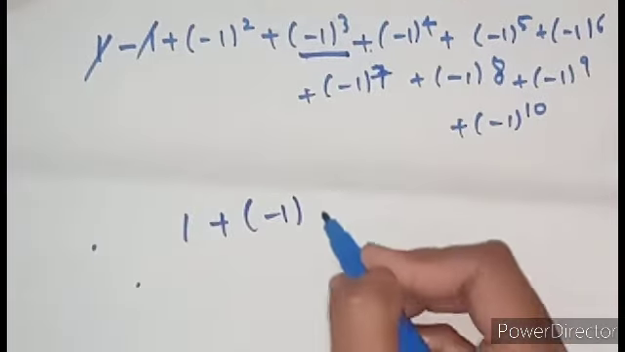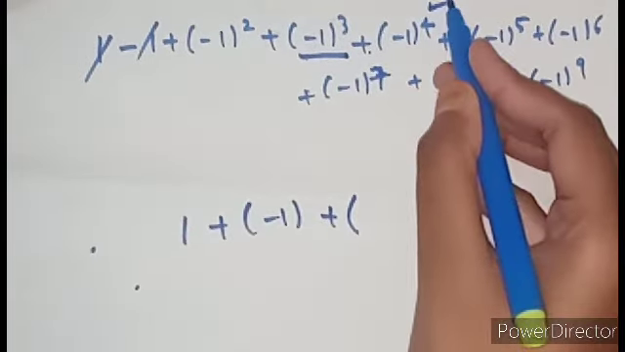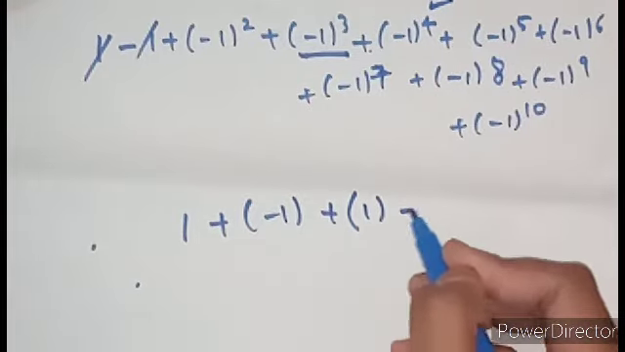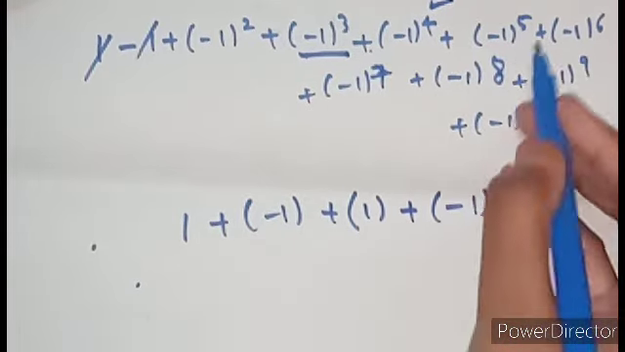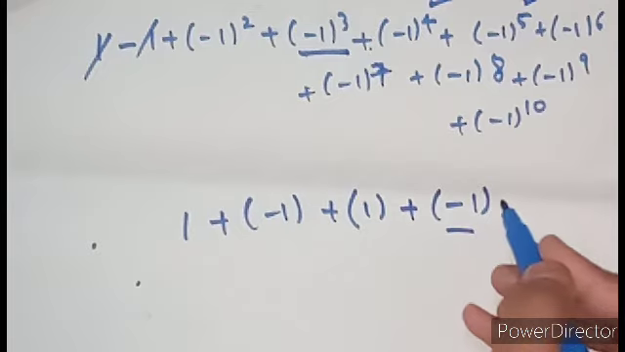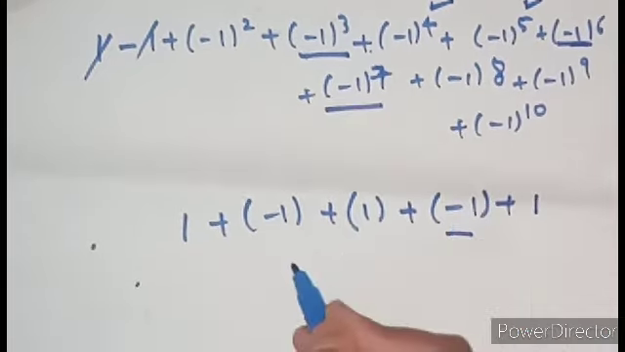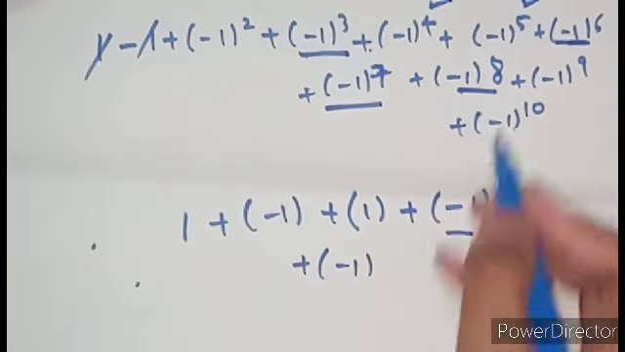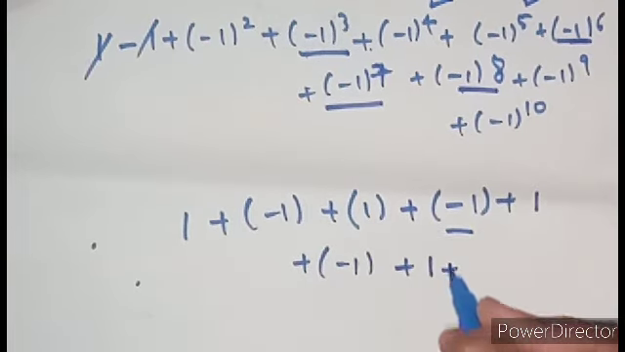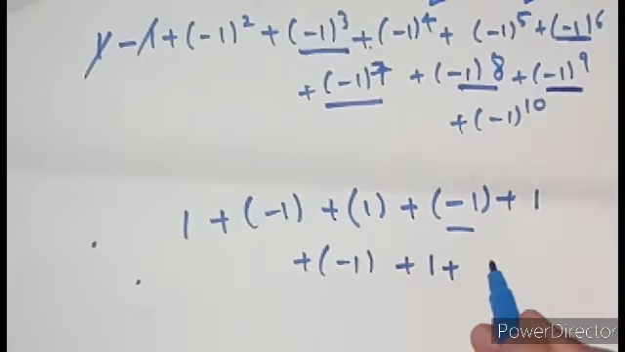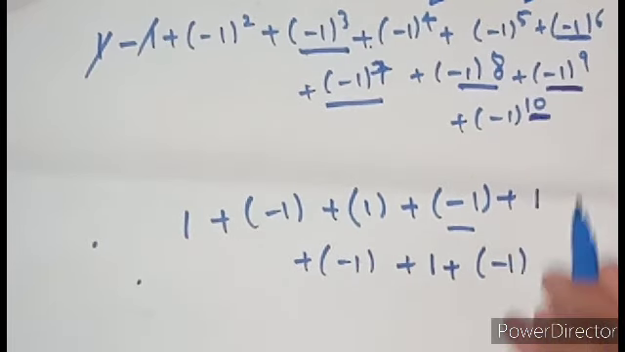Next, plus as it is. This is even, so this will become 1. And this is odd, so this will become minus 1. This is even, so plus 1. This is odd, so minus 1. This is even, so it will become plus. Next, plus as it is. This is odd, so it will become minus 1. 10 is even, so it will become 1.